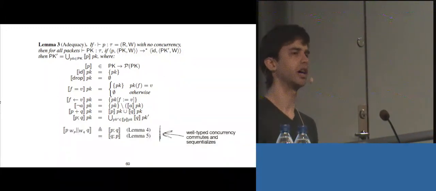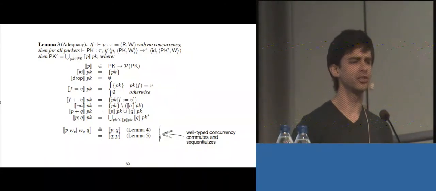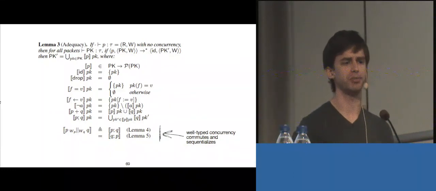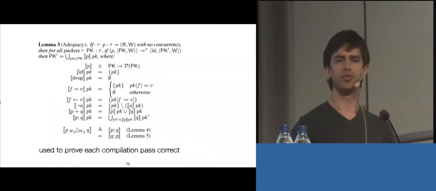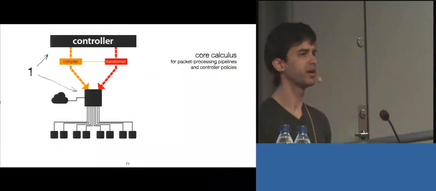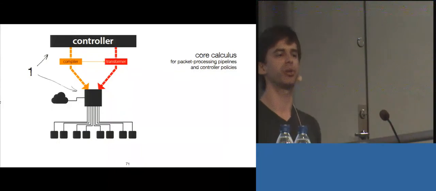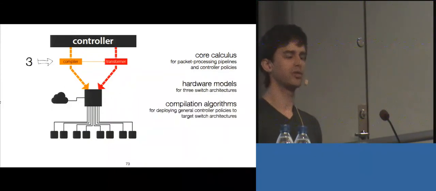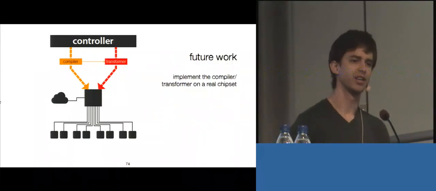We've also proved additional equations, specifically regarding concurrency. And this isn't complete, but given a well-typed concurrent policy, you can choose a sequential ordering. And we've used this to prove that our compiler passes are correct. Okay, so wrapping up, we've developed a core calculus for not only talking about packet processing, but also packet processing pipelines. We've modeled real switches, and we've designed compilation algorithms that translate from one to the other.